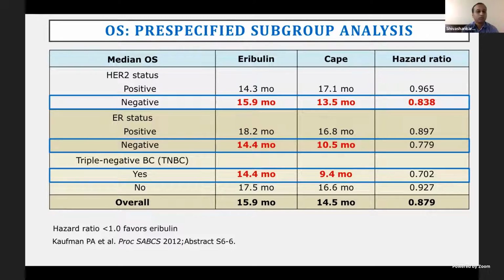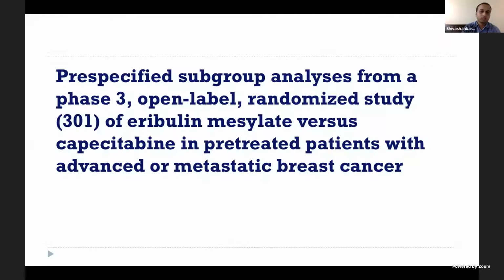However, in triple negative breast cancer, the armamentarium is very limited, and even the median survival is to the tune of 1 to 2 years. In that subgroup, it has shown a significant benefit to the tune of 5 months, from 9.4 to 14.4 months, with the use of eribulin. Very rarely do we come across an overall survival benefit to this tune when used in later line settings, particularly in triple negative breast cancer.